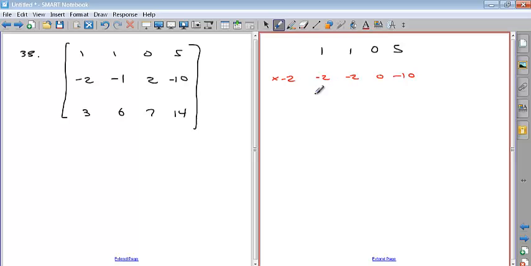And then we're going to add that to the second row. So that's actually, sorry, multiply by +2. So you get 2, 2, 0, 10. Then what you do is you write down the original second row, which is -2, -1, 2, -10. And then you add those two together, and you'll get 0, 1, 2, 0.